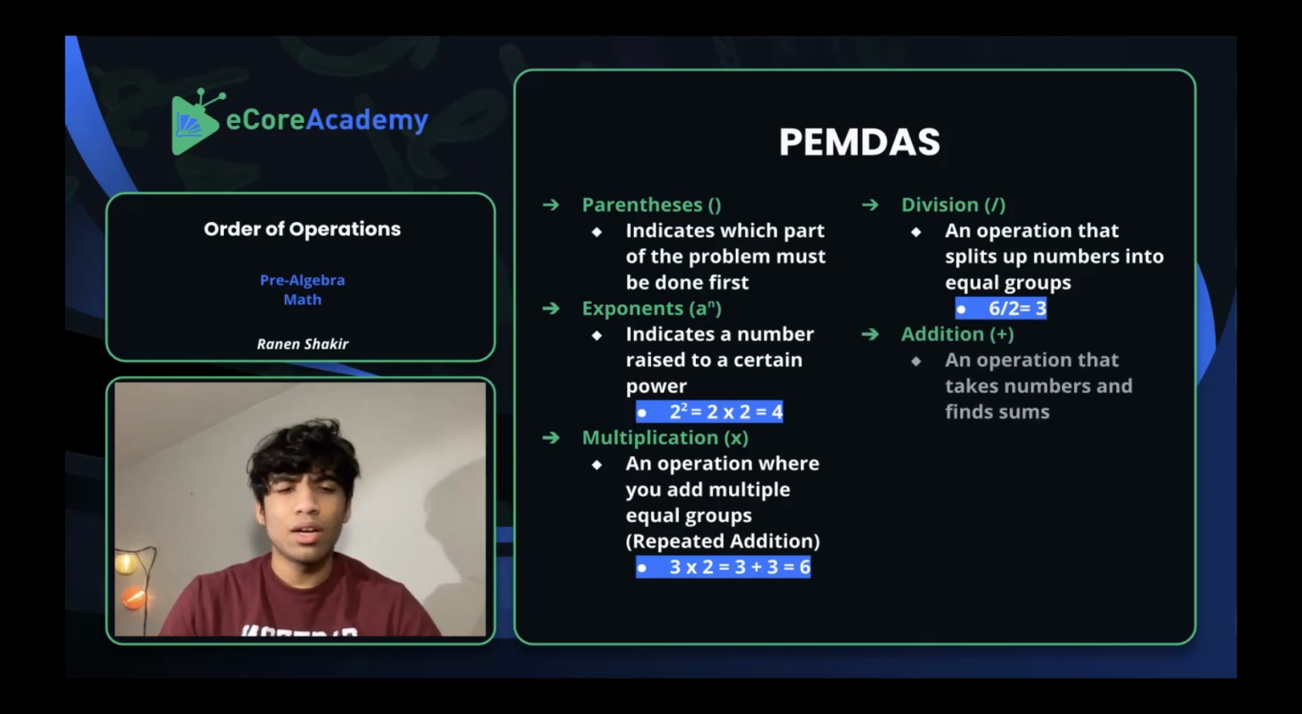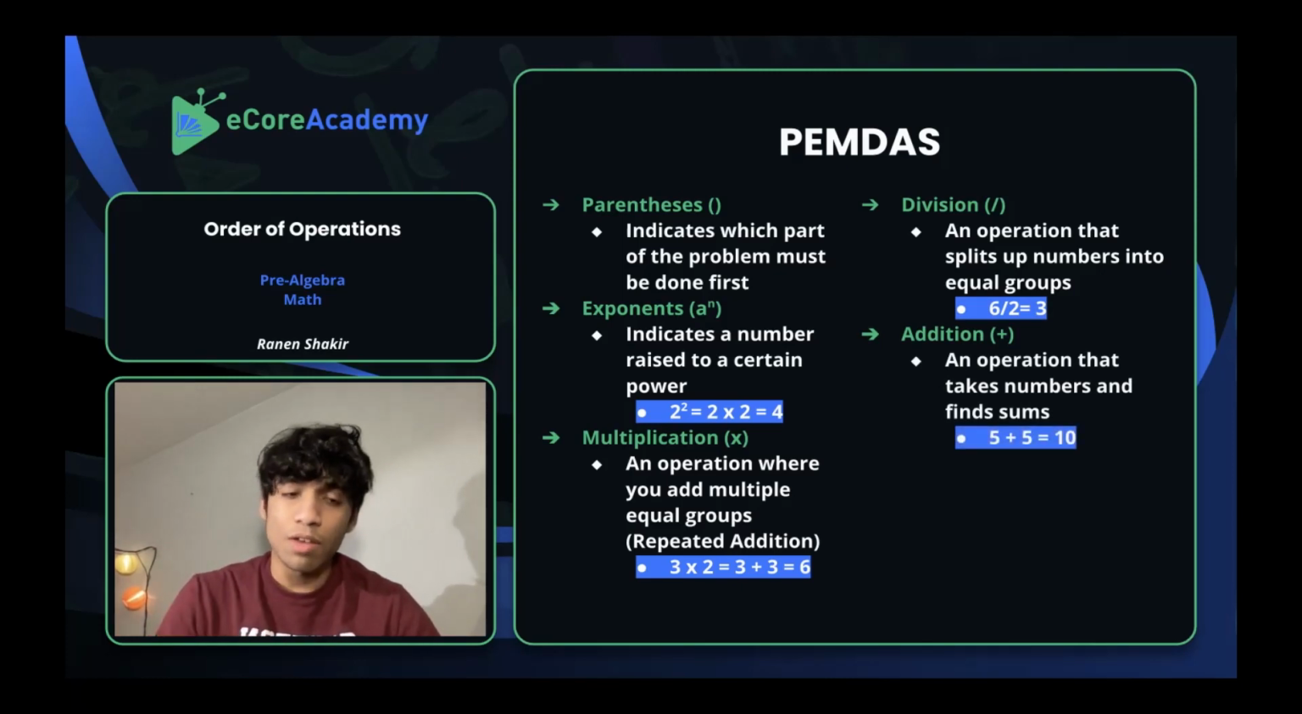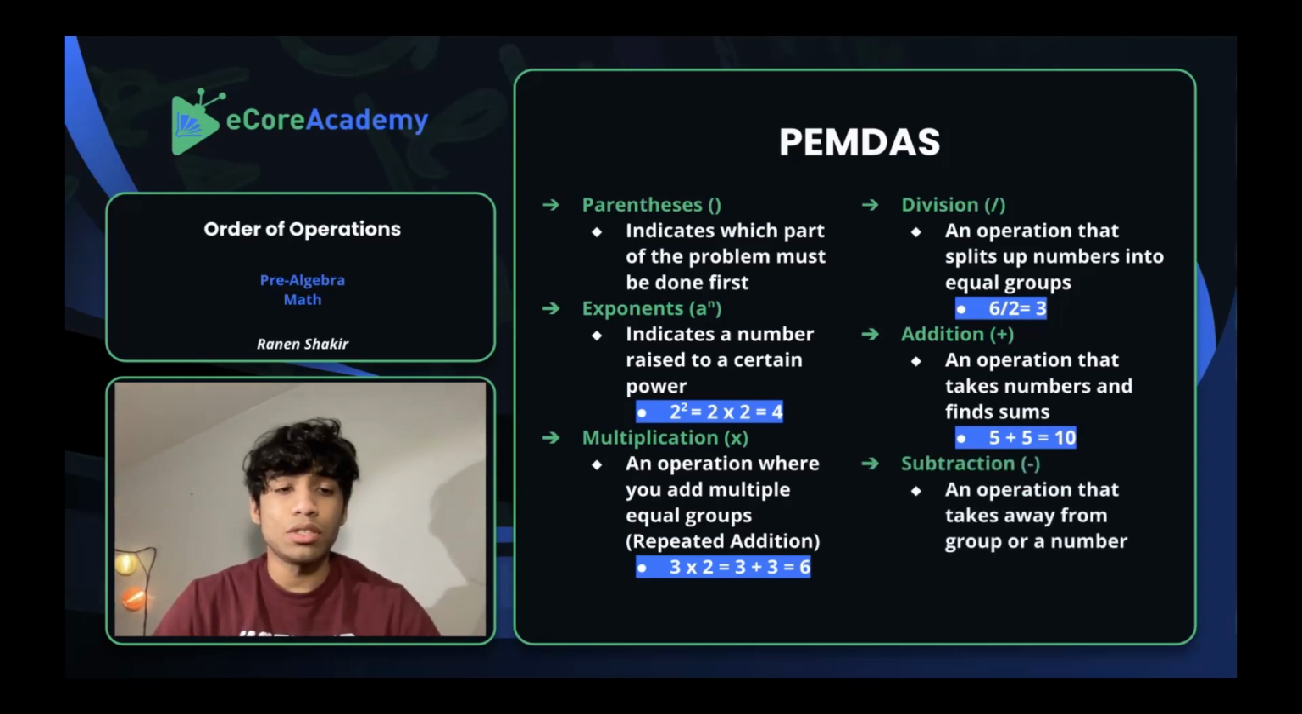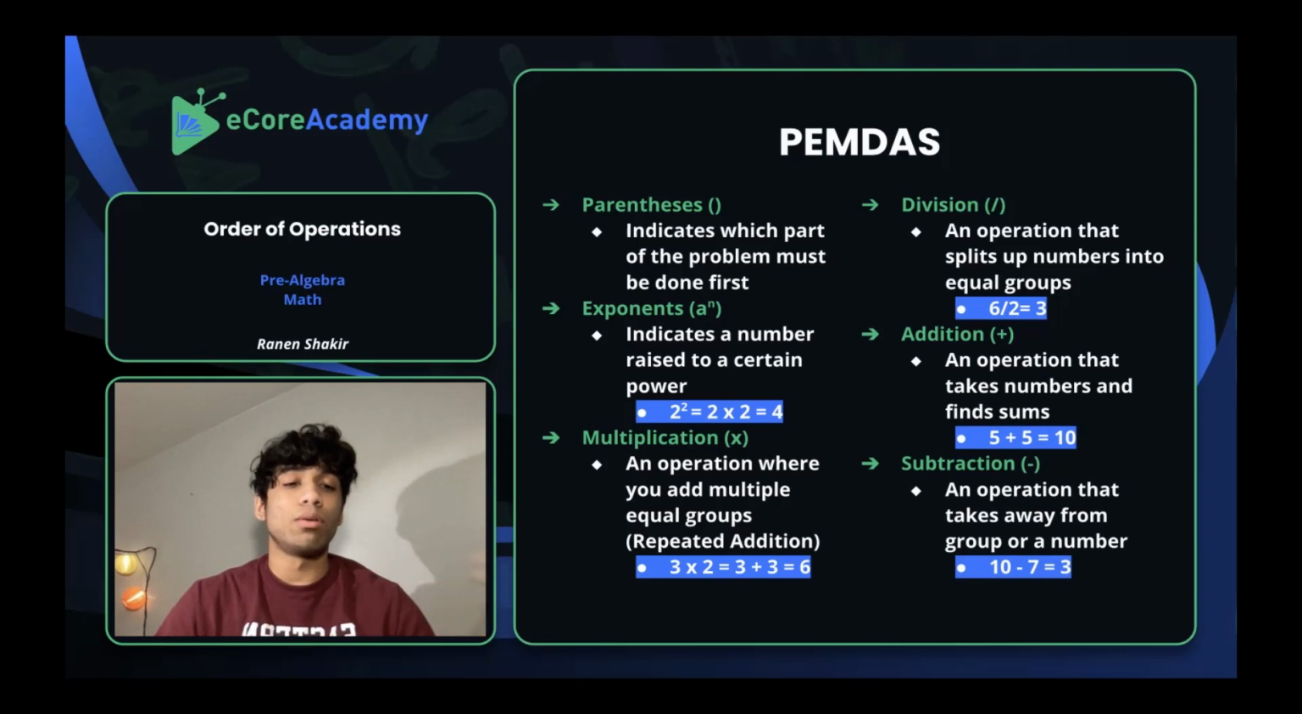Next is addition, an operation that takes numbers and finds the sums. I'm sure you know what this is. 5 plus 5 is 10, basic addition. And subtraction is an operation that takes away from a group or number. 10 minus 7 is 3. So these are the definitions of each letter in PEMDAS. Again, it's parentheses, exponents, multiplication, division, addition, subtraction. So take a second to pause the video, copy this down, and let's move on.